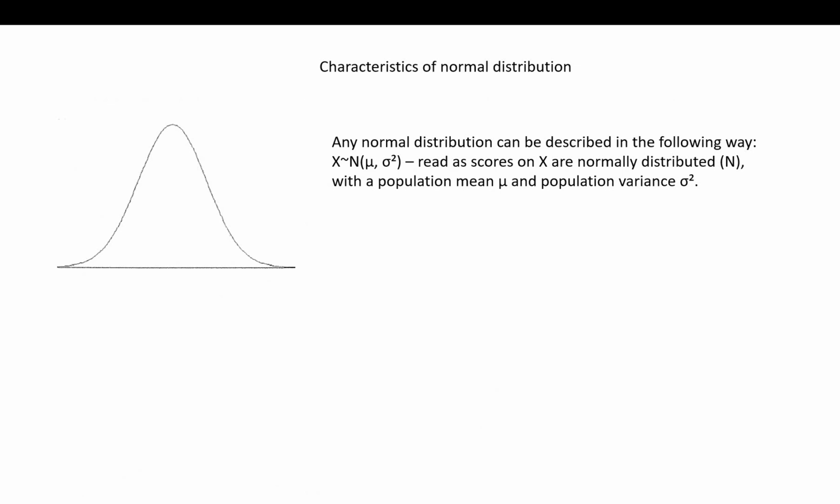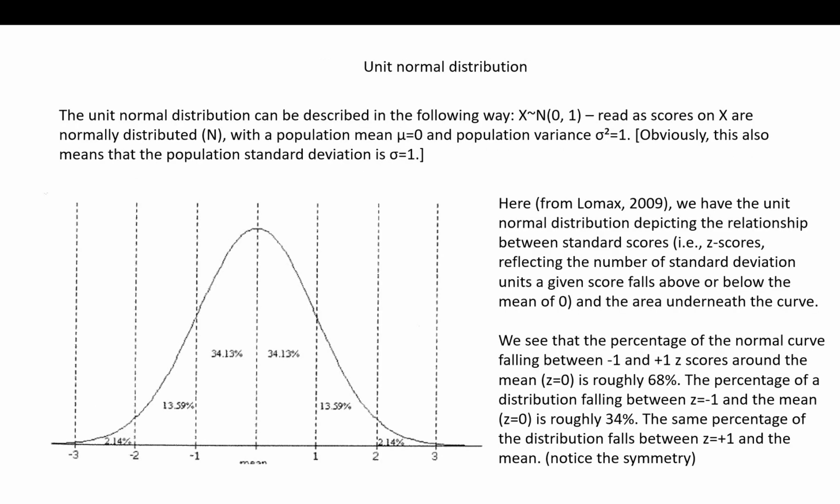Any normal distribution can be described in the following way. X refers to the variable with raw scores on it, and basically this is read as scores on X are normally distributed, that's what the N is for, with a population mean mu and a population variance, which is the sigma squared that you see. One special type of normal distribution is the unit normal distribution, and it can be described in the following way. Basically, scores on X are normally distributed but have a mean of 0 and a variance of 1, and that also means that the standard deviation is 1.